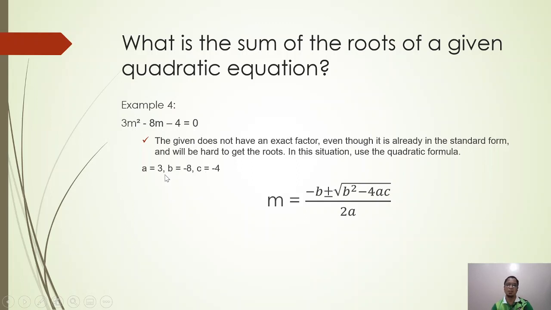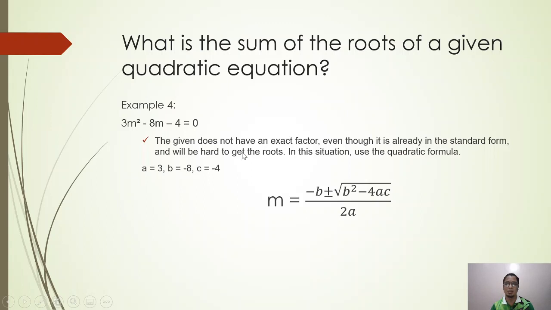Ano nga ulit ang gagawin sa values ng A, B, and C? We will replace yung makikita natin ditong A, B, at saka C ng mga values na to. So dito, negative B. Again, yung negative dito, hindi siya sign ng B mismo. Kopyahin mo muna yung negative, saka mo ilalagay yung value ng B, which is negative 8.